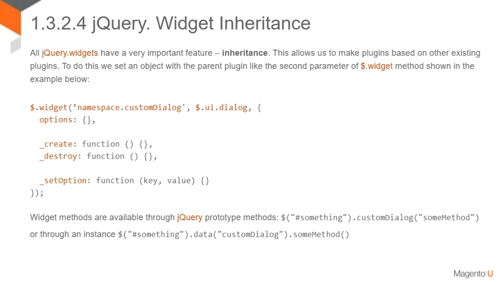All jQuery widgets have a very important feature, inheritance. This allows us to make plugins based on other existing plugins. To do this, we set an instance of the parent plugin as the second parameter of the $.widget method, shown in the example on the slide. Widget methods are available through jQuery prototype methods or through an instance.